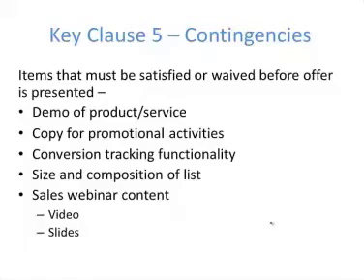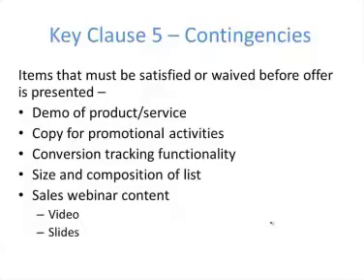Key clause 5, contingencies, very significant in any JV because these are items that each party should have satisfied or waived before the offer is presented. For example, the list provider may want to see a demo of the product or service before proceeding with the joint venture offer. However, if the list provider is familiar with the product and understands what it is and has had previous dealings with the seller, this item can be waived.